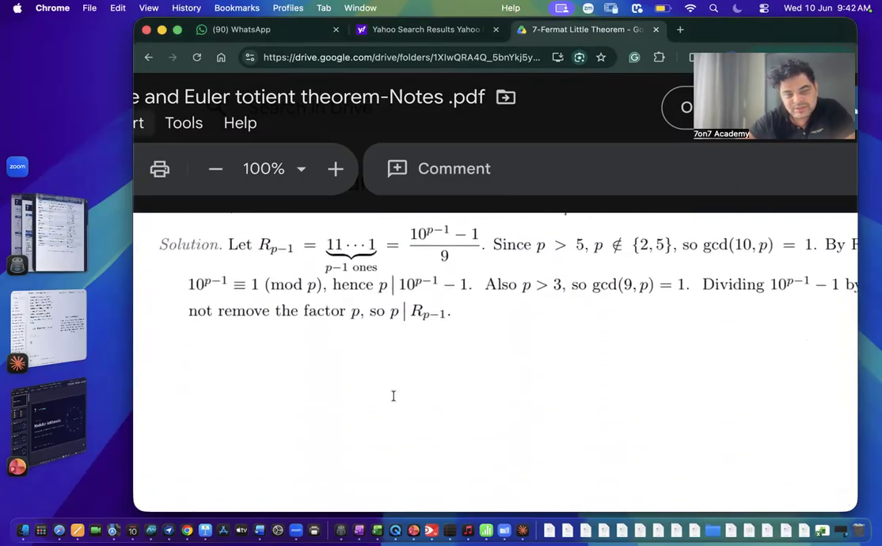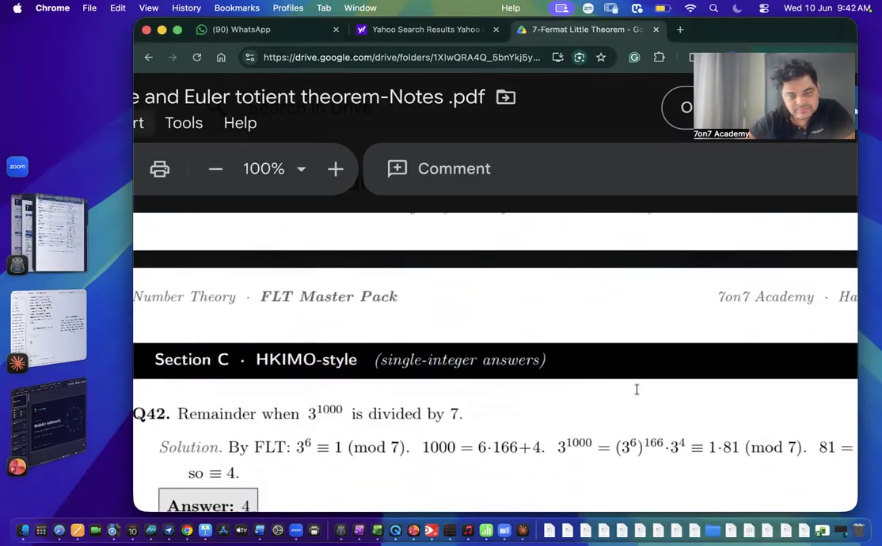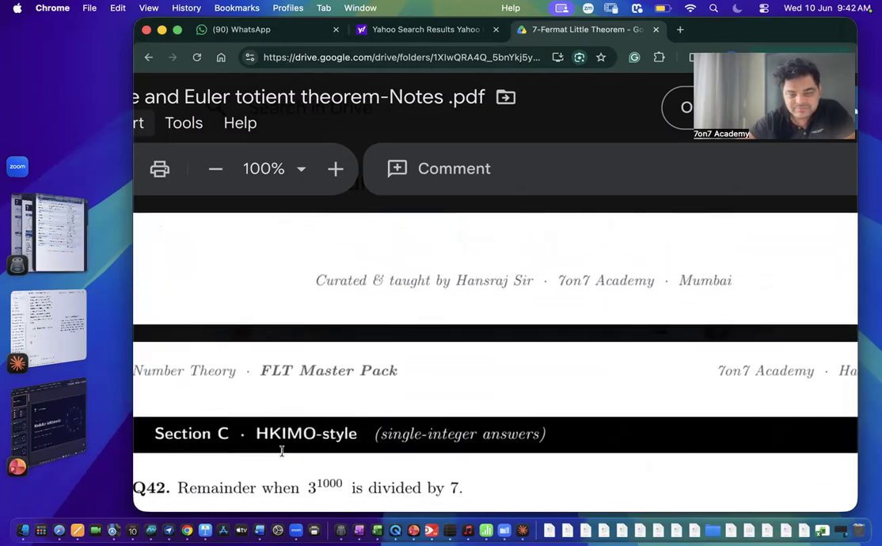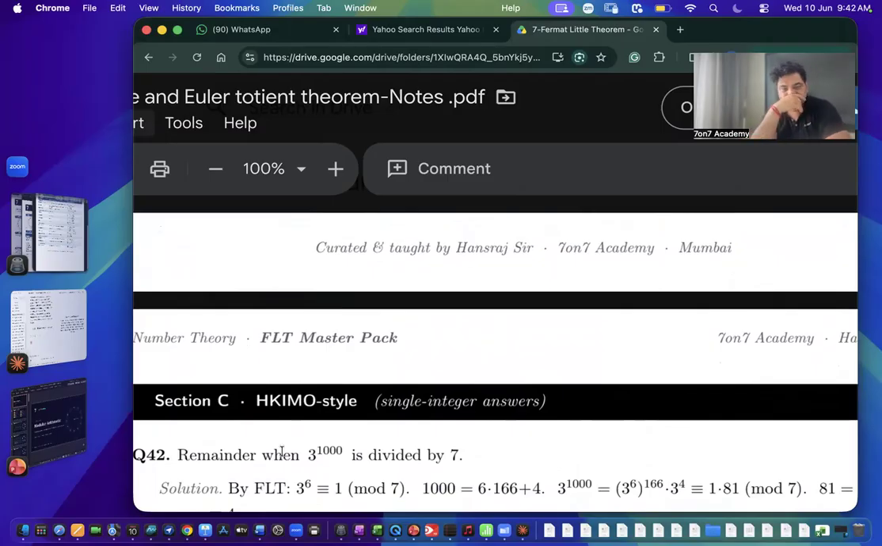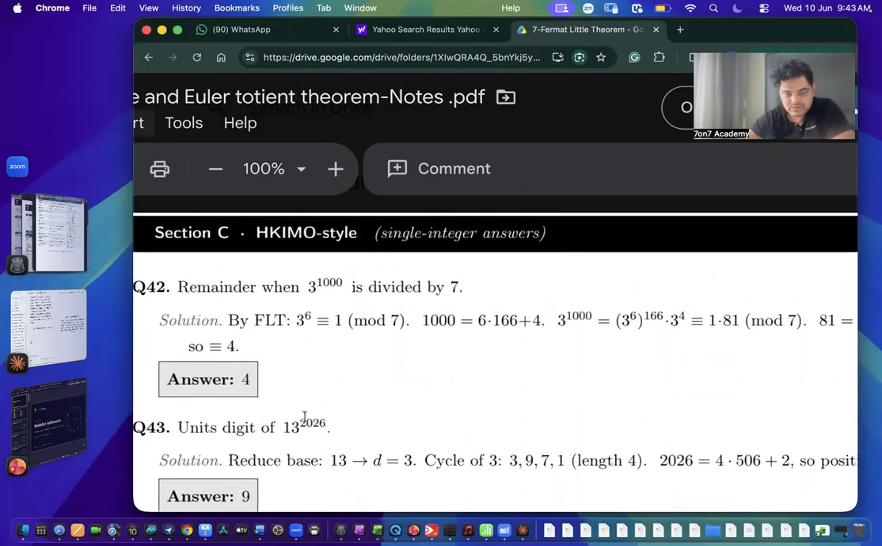This you haven't done, PNC as of now. This also you haven't done. This you can easily get. So you can apply Fermat's little theorem here to get this. We've done this. This also you can get it.